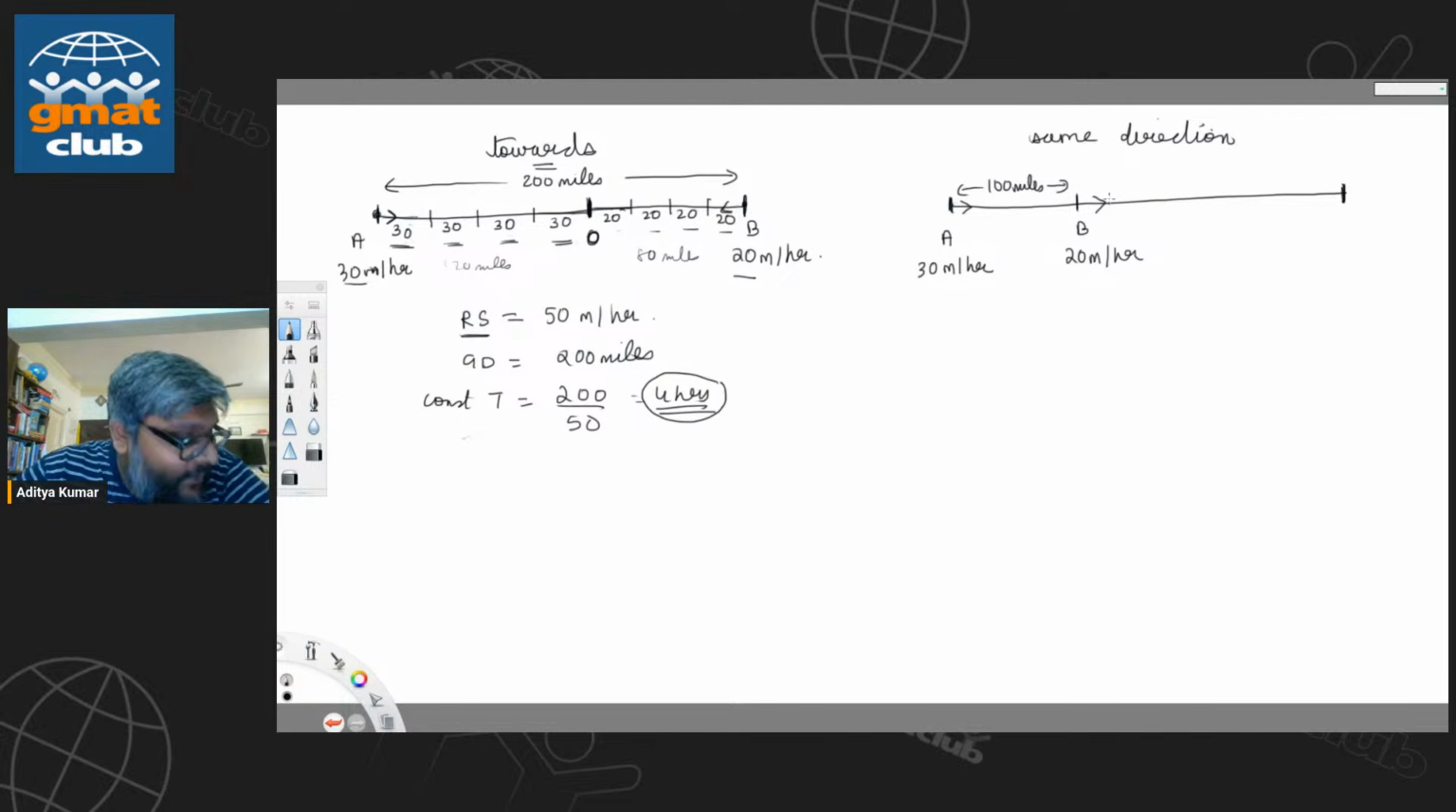Obviously, A is traveling faster because he has to catch up to B. So they both are moving in the same direction. A will catch up to B at some point. So visualize it. Since A is traveling faster than B, both of them are moving. If both of them are moving, A would catch up to B slowly.